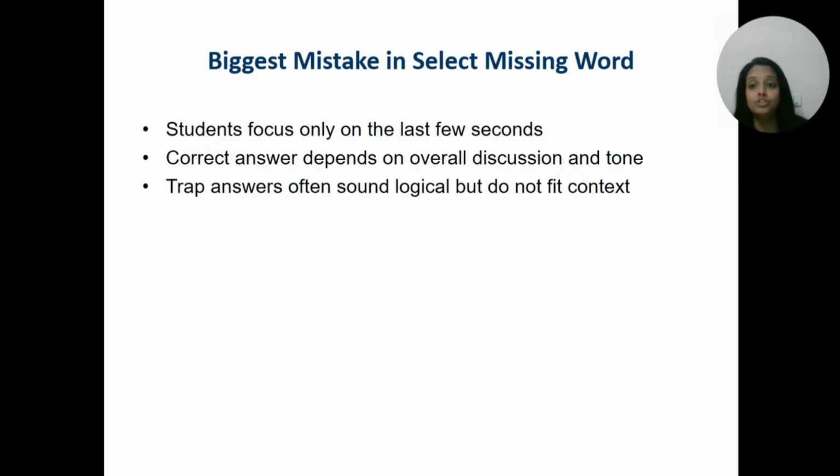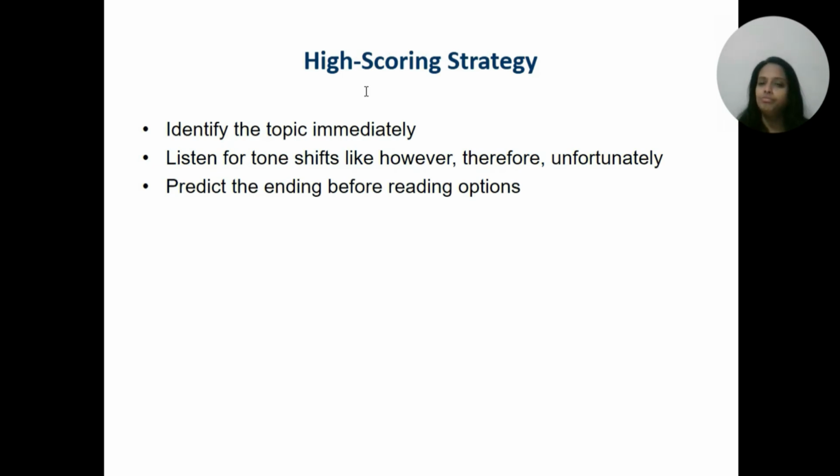And let me give you the unique strategy for select missing word. Step 1, understand the topic immediately. In the first 10 seconds, you have to identify what the speaker is talking about: science, business, education, or environment. What is the theme? You should be able to identify that context in the first 10 seconds because that gives your brain direction. Step 2, listen for the tone shifts, like "however," "therefore," "unfortunately," "as a result," "despite." These words signal where the idea is going, and the ending almost always follows that direction.